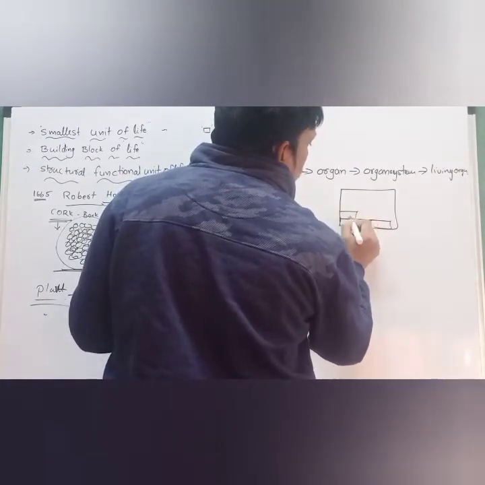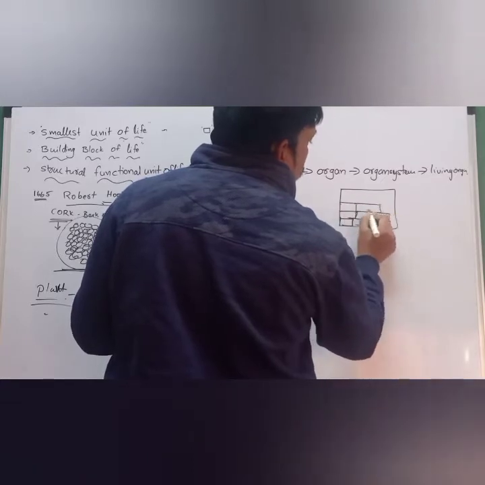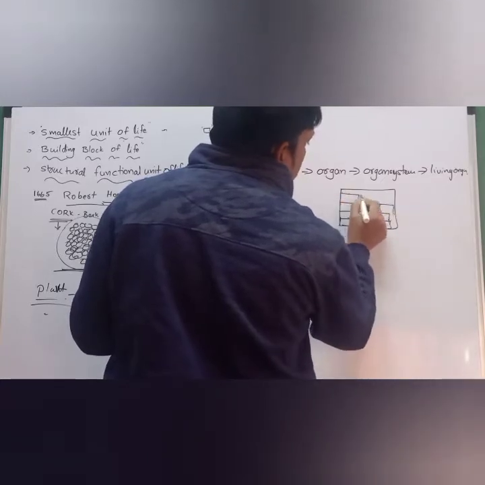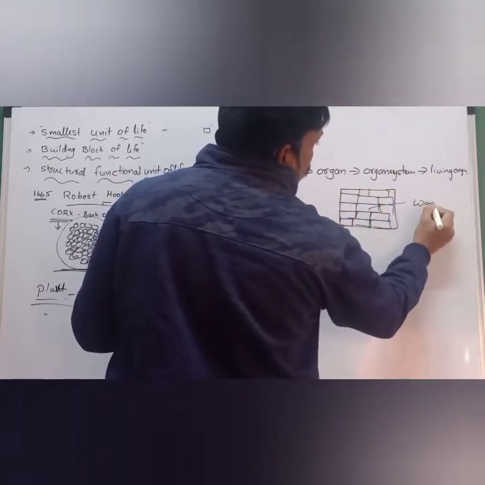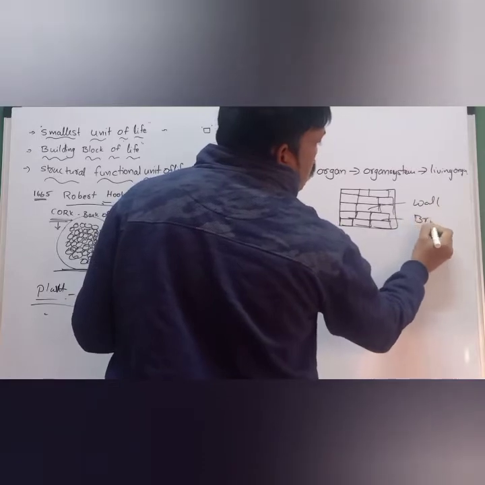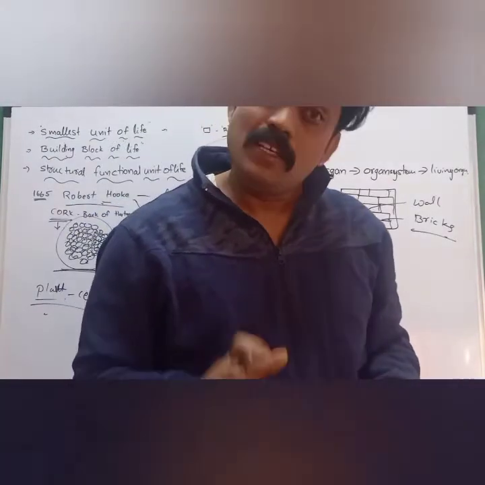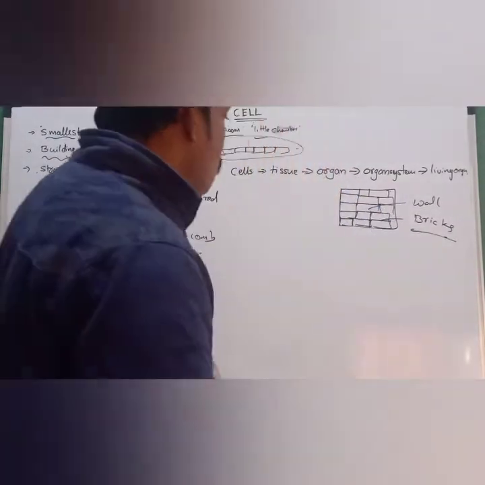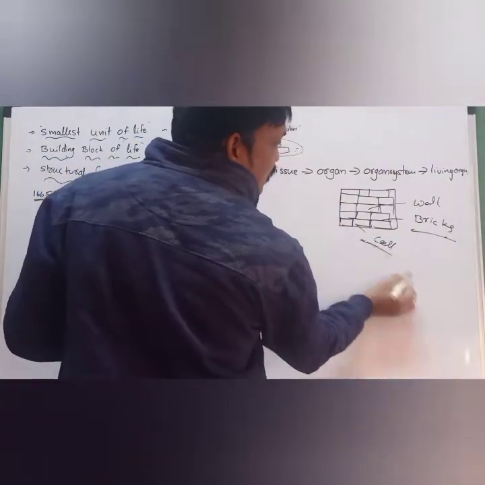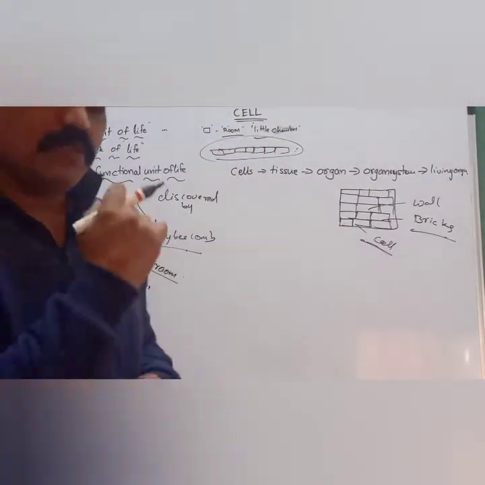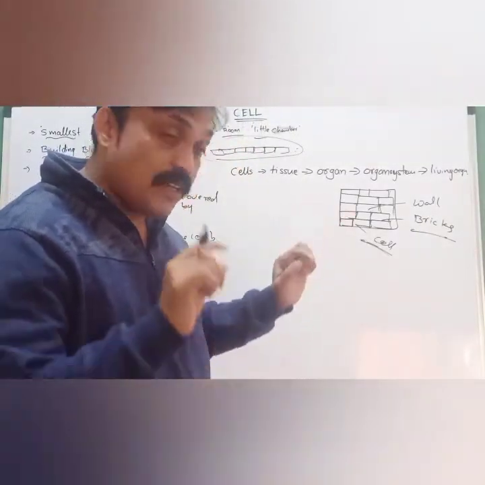The walls are made up of bricks, and between the bricks they use cement. Just like this wall is made up of bricks, our body is also made up of what? These types of cells. We cannot see those cells. To see them, it is possible only with a microscope, because these cells are very small.